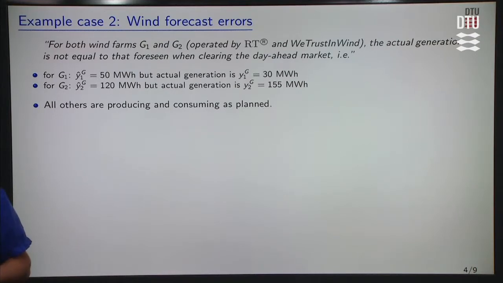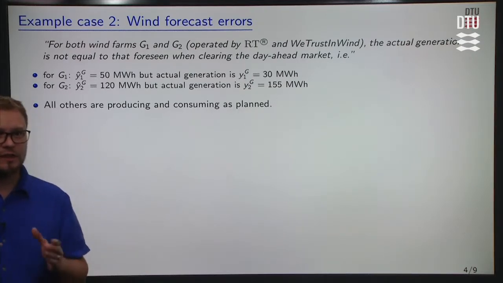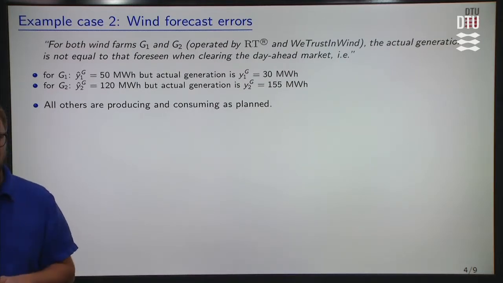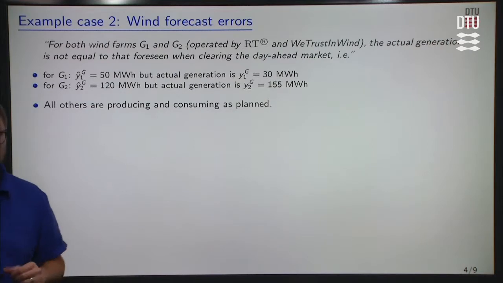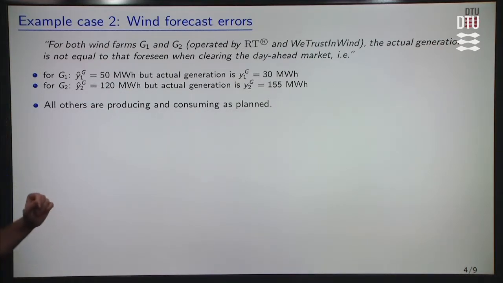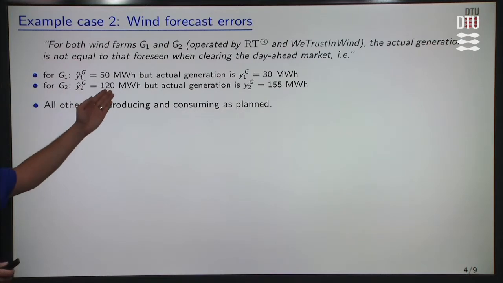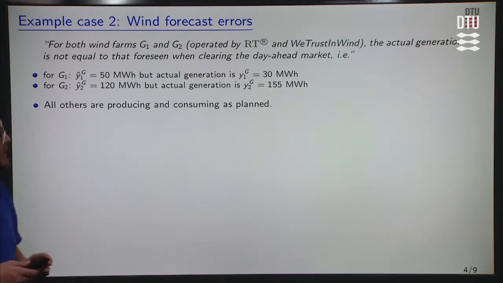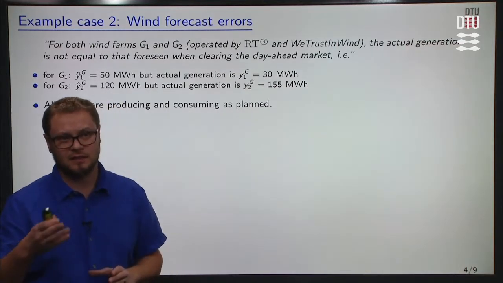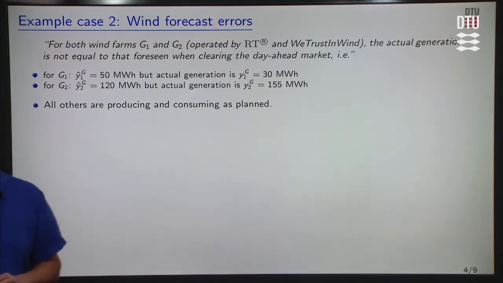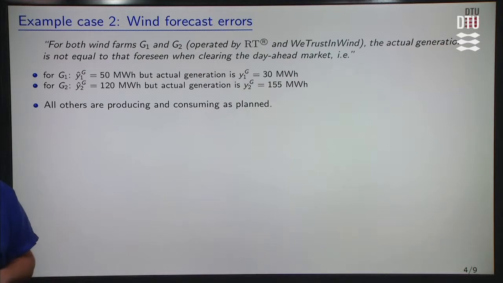Let's look at another example with the two wind farms, G1 and G2, that are operated by Rogue Trading and We Trust in Wind, for which the actual generation is not equal to what was foreseen by the forecast that was used at the time of day-ahead market clearing. So for G1, there was a forecast of 50 megawatt hour. That's what was eventually scheduled, but the actual generation is 30 megawatt hour. So there is a lack of energy that is not delivered by G1. For G2, what was scheduled based on the forecast was 120 megawatt hours, but the actual generation is more than that. It's 155. So there is a surplus of 35 megawatt hours that is delivered instead of the scheduled 120. All the others are producing and consuming as planned.